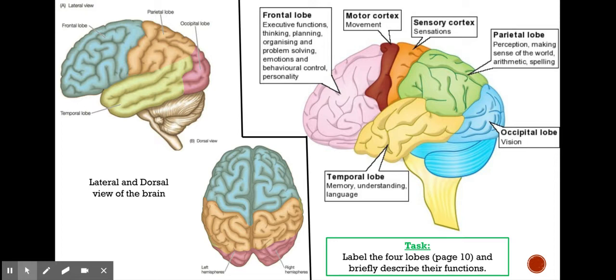in terms of how your sensory cortex will pick up sensory information from the environment. Your parietal lobe is involved in perception, making sense of the world, and has been particularly associated with things like arithmetic and spelling. Your occipital lobe is responsible mainly for vision. And then your temporal lobe, quite an important part here, is very important for memory, understanding, and language. So do have a go in your booklet at trying to memorize this and name the different parts of the brain. This can be asked in an exam, so you do need to know these parts of the brain quite well.